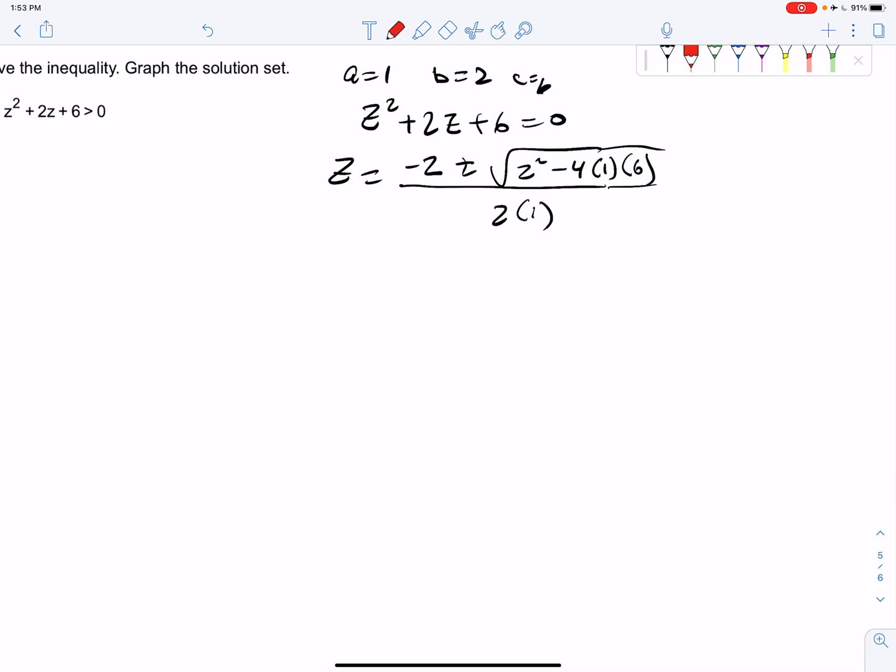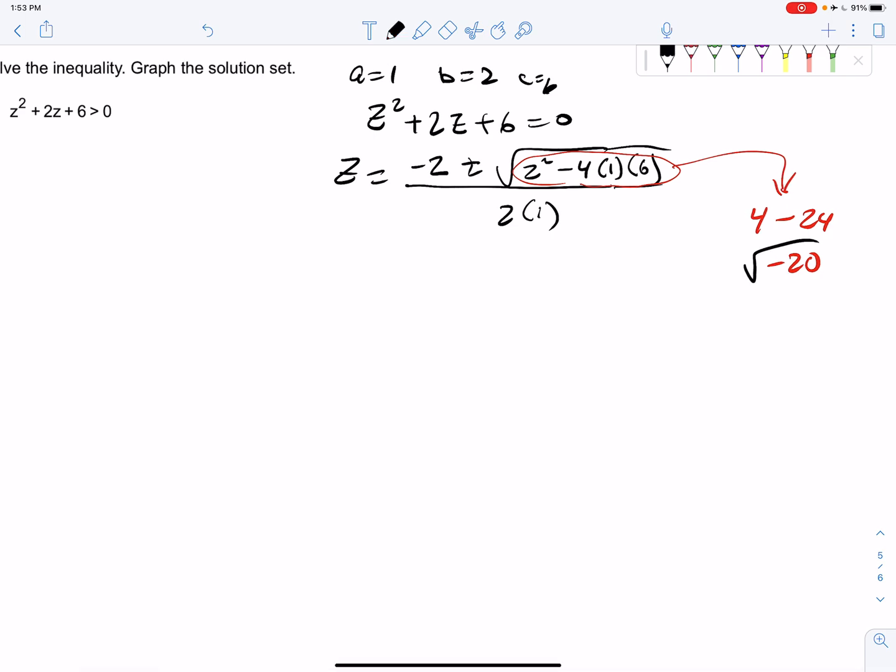As usual, I like to take a look at this discriminant and simplify it first. 2 squared is 4. Negative 4 times 1 times 6 is minus 24. We're left with a negative 20. This is going to give us an imaginary solution, right? Because we've got a negative under the radical.